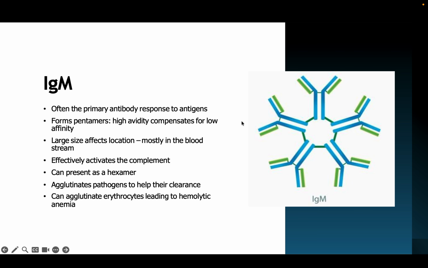Because there are 5 antibodies, they have a huge avidity. Avidity is literally the combination or the addition of multiple affinities together. So they're really good at binding and creating this high avidity. And they're extremely good at activating your complement system. And usually you see IgM just at the beginning of your primary antibody response, so they're usually mostly produced at the beginning.